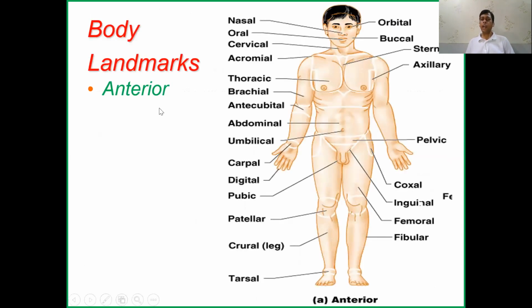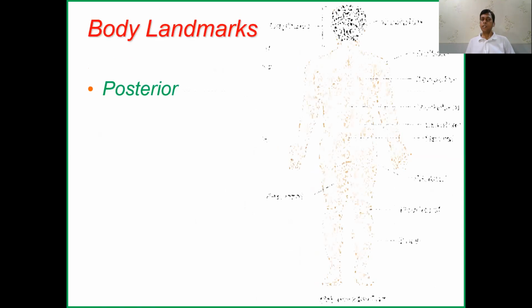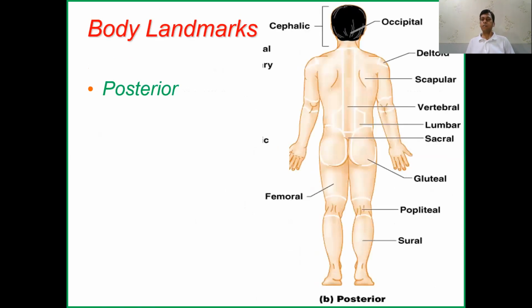Then these are the landmarks. This is the anterior landmark. We should know what is orbital, what is the pelvic region, what is the inguinal region, what is the femoral region, and then crural, the leg region, and patella. Patella is this bone. These are some anatomical terms, and there are some landmarks on the posterior side.